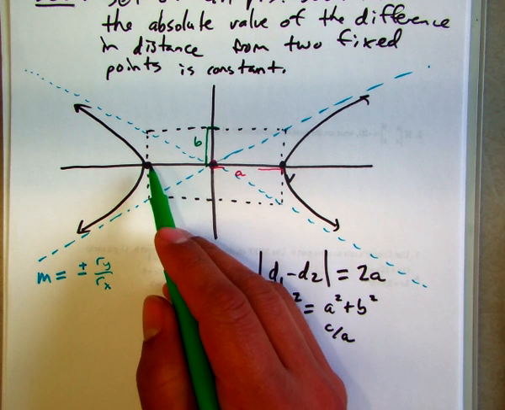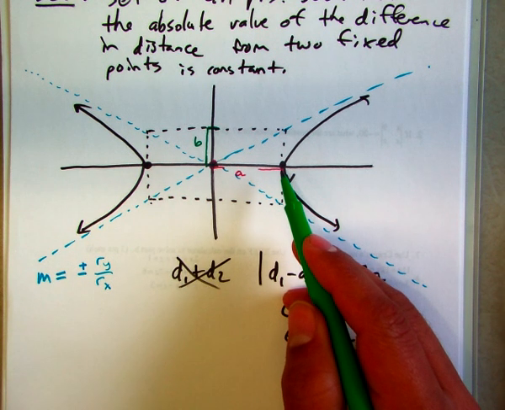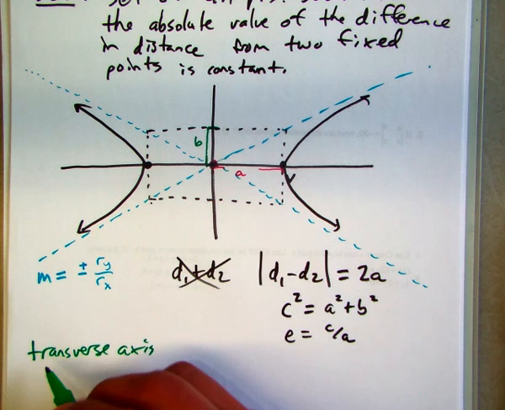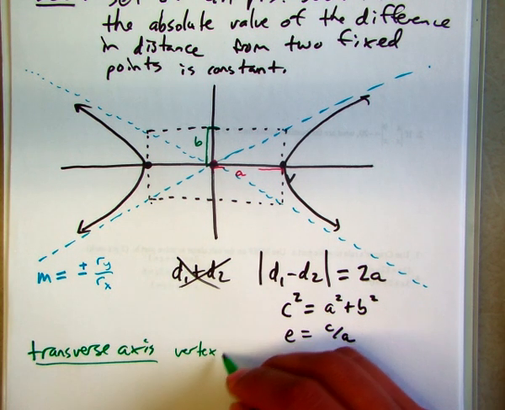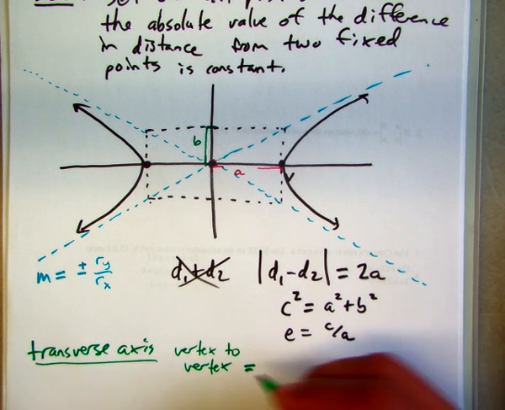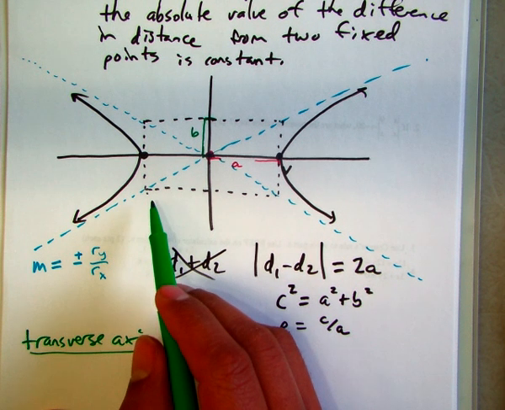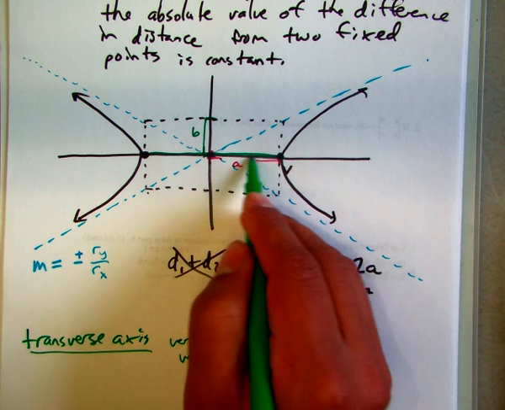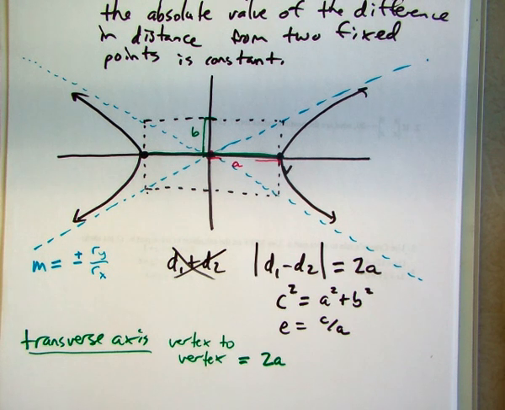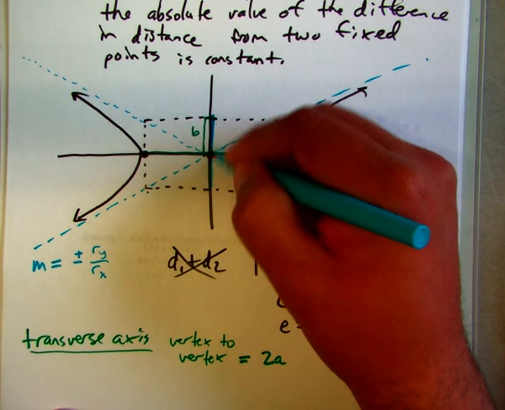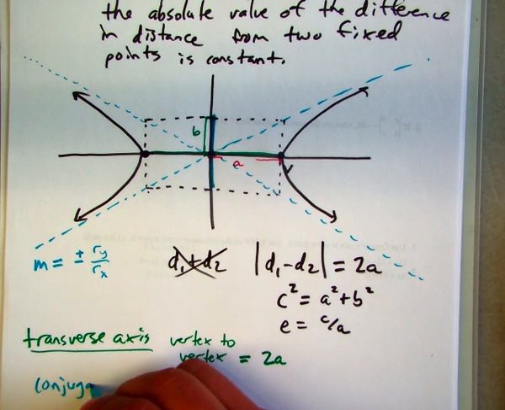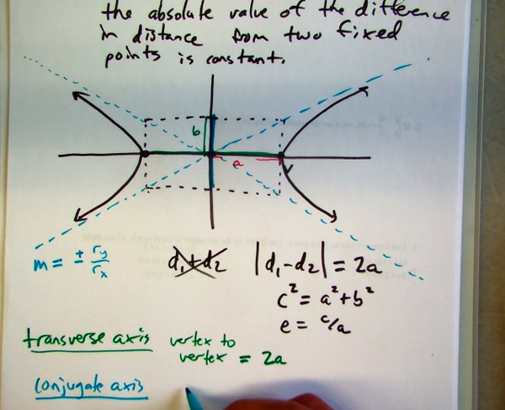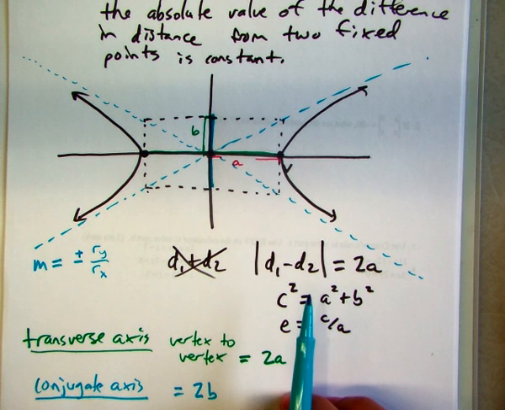For an ellipse, we said that from vertex to vertex was called the major axis. We call that the transverse axis. Which one is that one? From vertex to vertex. And in this case, how long would it be? 2a. Good job. So the transverse axis is this green one here. If I drew in this one here, then we call that the conjugate axis, and that's going to equal 2b. It's kind of like the minor axis for an ellipse.